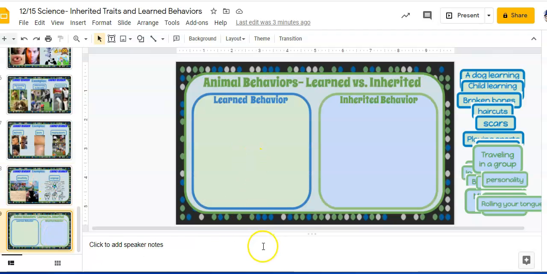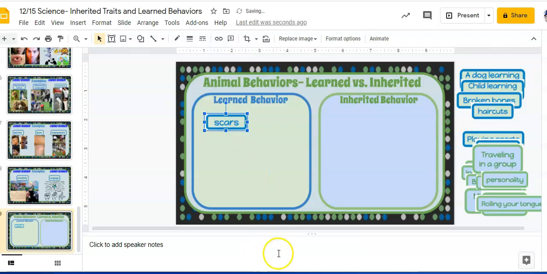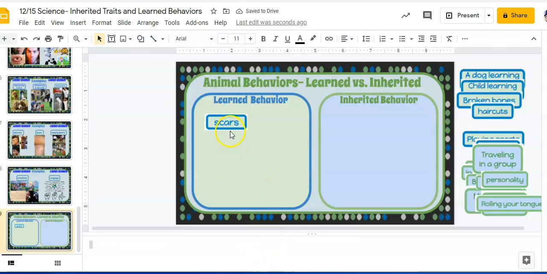again, you're going to have a sorting activity where all of those different examples need to be sorted out as to whether they are a learned behavior or an inherited behavior. All right, so we know scars, we're going to drag and drop, and we'll say that's a learned behavior or an acquired trait. Learned behavior and acquired trait are referring to the same thing.